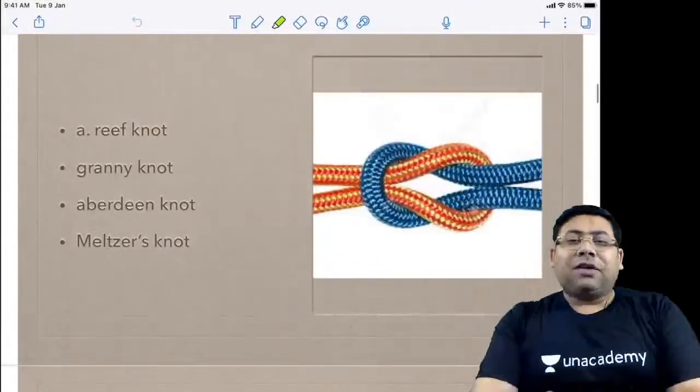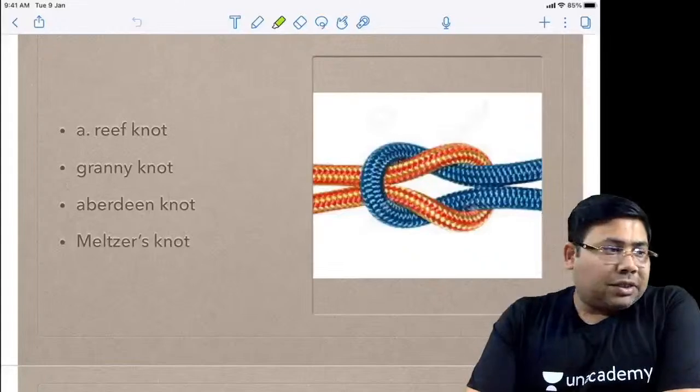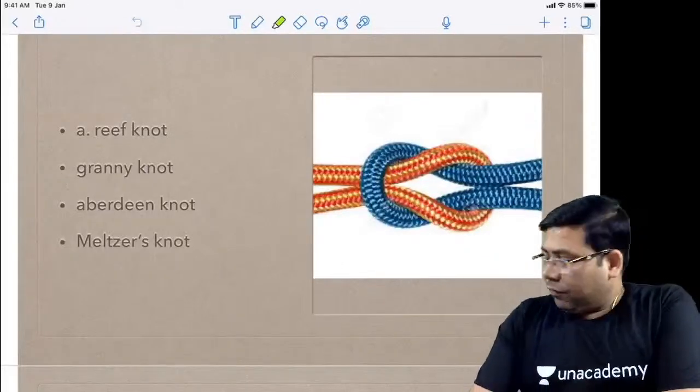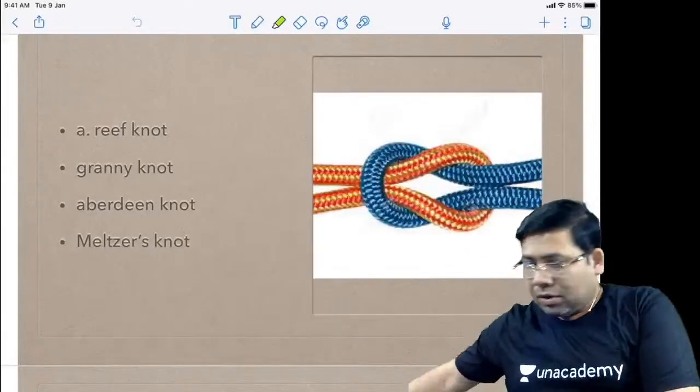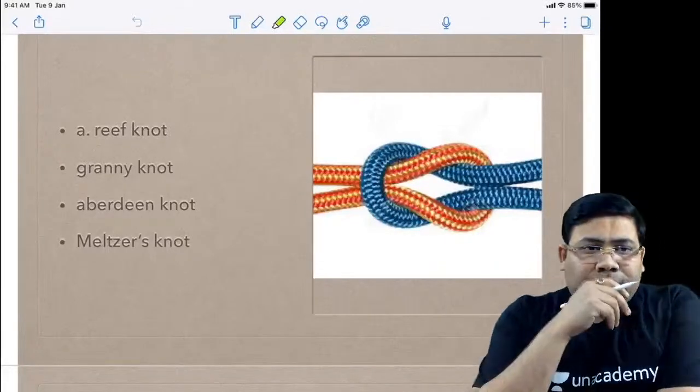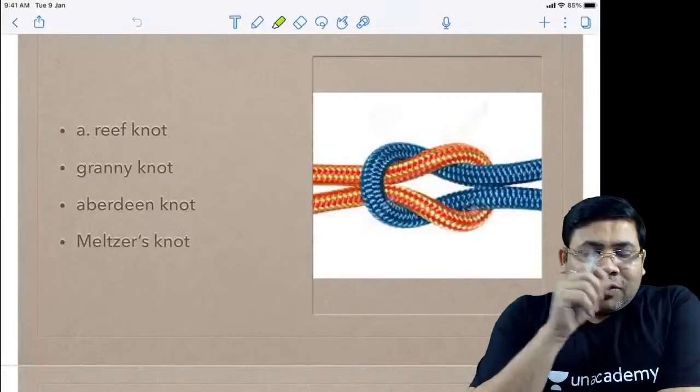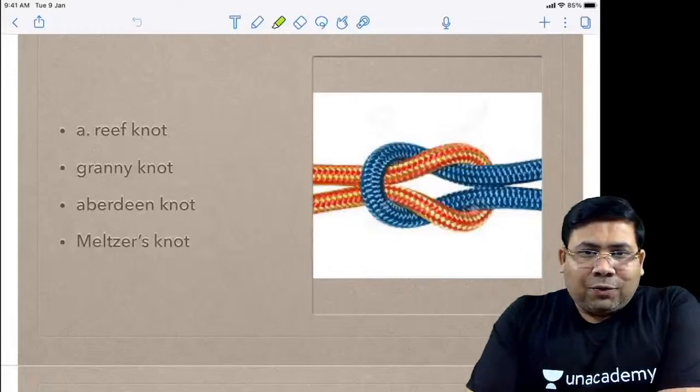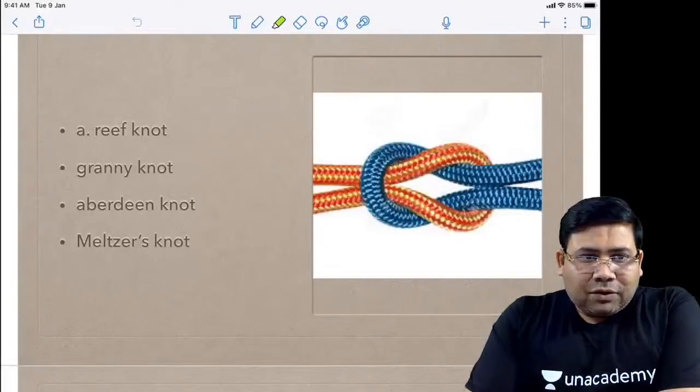So the first concept that we are going to discuss today is the concept of knot. So what knot are you seeing in front of you? What kind of knot is this?